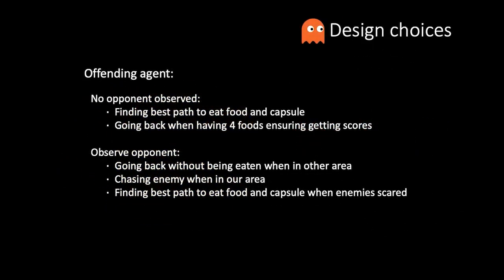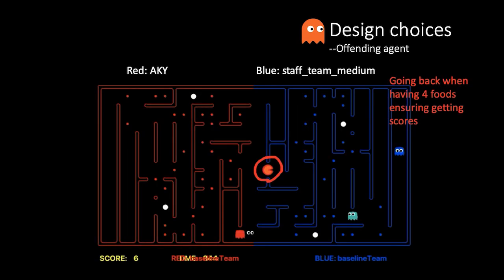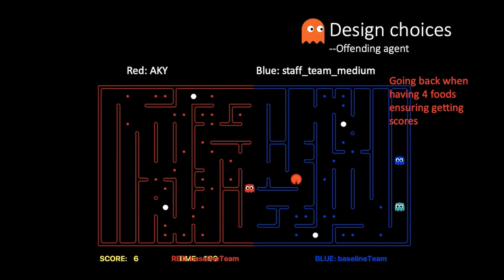Our attacking agent will choose its actions based first on whether it can observe the enemy or not, and whether the enemy is scared or not. If our agent doesn't sense the presence of an enemy, it will first look for the best path to reach food or capsules. Every time our agent has eaten 4 foods, it will try to come back home to secure the score of those foods.